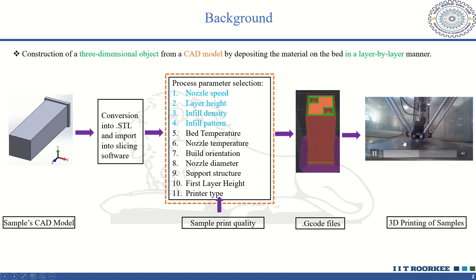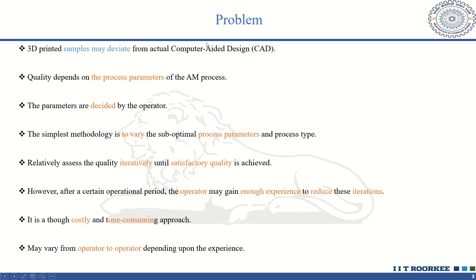The sample is then 3D printed by the nozzle of the 3D printer. And what happens is that the 3D printed sample may not be exact and may deviate from the actual CAD design. Thus, the quality of the 3D printed sample depends upon the process parameters which are set. So these parameters are decided by the operator.